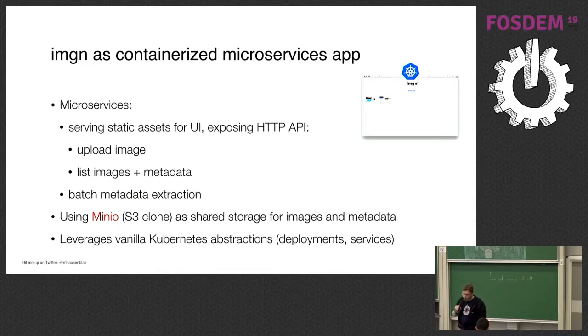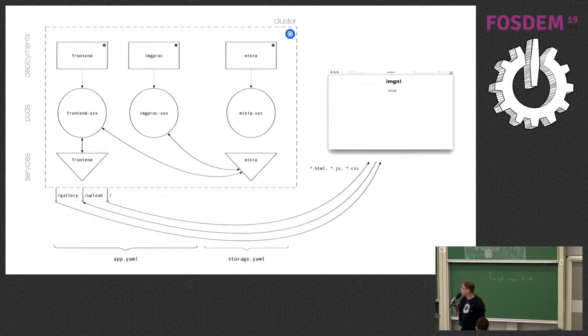This containerized microservices setup just leverages vanilla Kubernetes abstractions, deployments, services, and so on. And that's how it actually looks like. You've got these three deployments there with the pods. Everything is stateless, the state is essentially in Minio, and then you have the endpoints there. You've just seen how it is deployed. It's pretty straightforward. The trick is a little bit how you break down that monolith into one or more deployments.